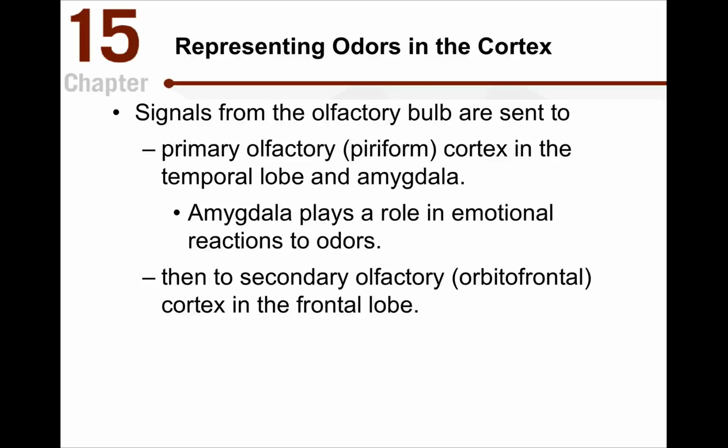So the signals from the olfactory bulb are sent to, first of all, the primary olfactory cortex that's located in the temporal lobe and the amygdala. Now, the amygdala connection is really important because the amygdala is one of those structures in the brain that is very strongly implicated in our emotional perception, our emotional tone. In other words, the coloring of our experiences with emotion. The amygdala seems to play a huge role in that.